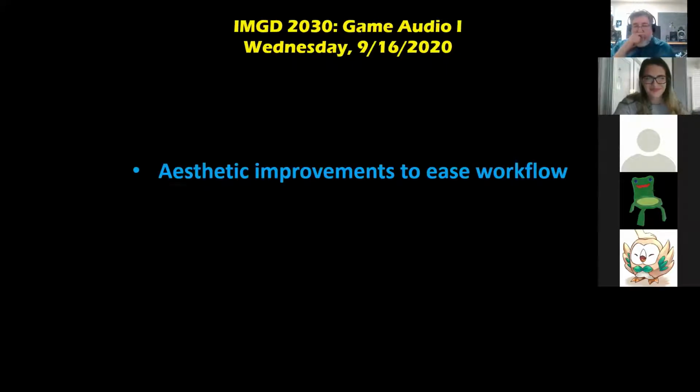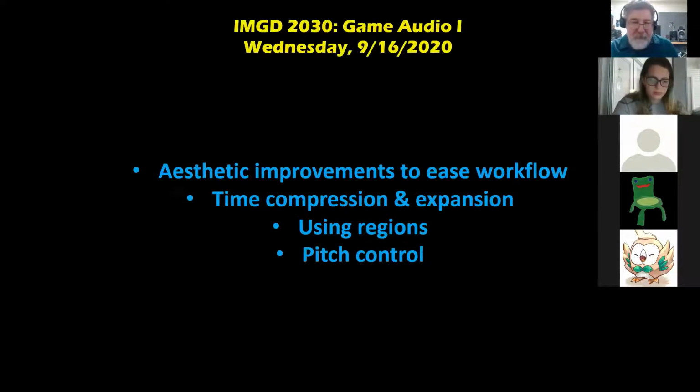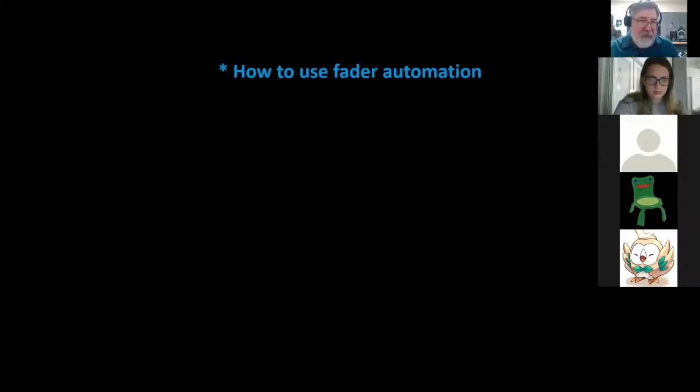So today we're going to have a little bit of a tutorial on some improvements you can make in your workstation to ease the workflow in production. I'm going to show you time compression and expansion. I touched on it briefly in one or both of the in-class exercises the other day, but I'm going to formalize it here, using regions, pitch control, and we're also going to learn about fader automation. You don't ever have to use it if you don't want, but if you like it, it may be a technique you'd like to continue to use for future projects.